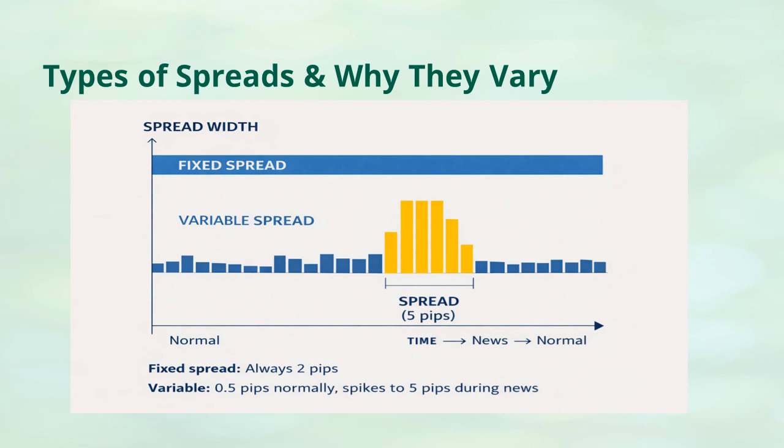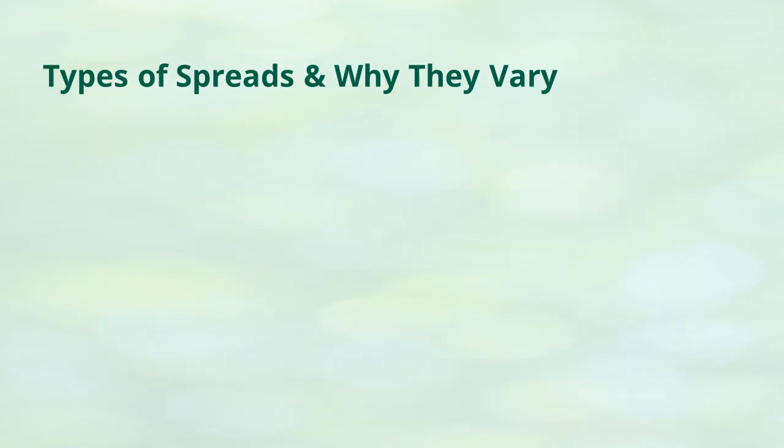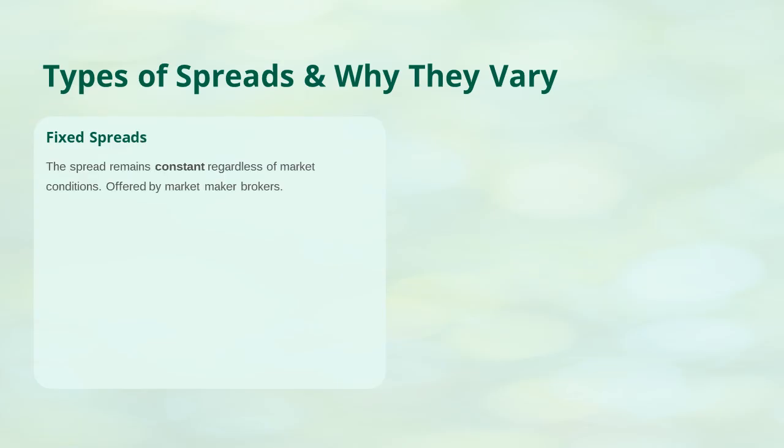Not all spreads are created equal. There are two main types of spreads offered by brokers, and understanding the difference is important for choosing the right broker for your trading style. Fixed spreads remain constant regardless of market conditions. They are typically offered by market maker brokers.